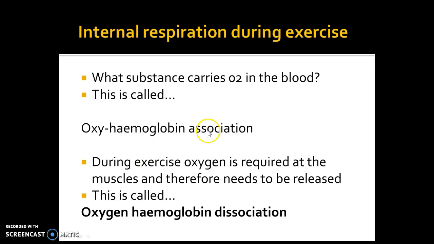So basically, during exercise, for muscle tissue diffusion we have to concentrate on the following things. The substance that carries oxygen in the blood is oxyhemoglobin. We've talked about that before: how is oxygen carried in the blood? It's carried via hemoglobin, and that is called oxyhemoglobin. So there is an association between oxygen and hemoglobin to form that substance. Now that makes sense, doesn't it?